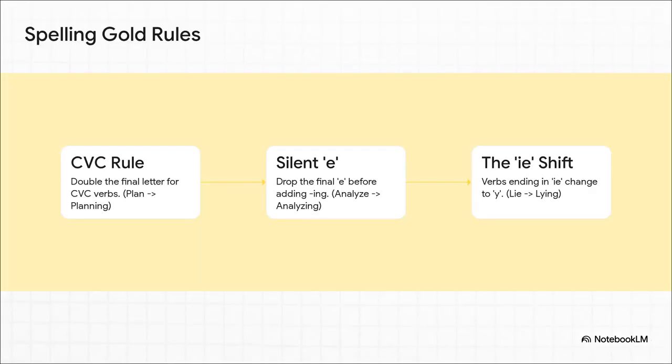Of course, English just loves its little spelling quirks, doesn't it? To get this form absolutely perfect, you just need to remember these three golden rules. First, there's the CVC rule for short verbs, where plan becomes planning. You just double that last letter. Then you've got the silent E rule. Just drop that final E like in analyze to get analyzing. Easy. And finally, the IE shift, where a word like lie becomes lying. Just get these three down and you're totally set.